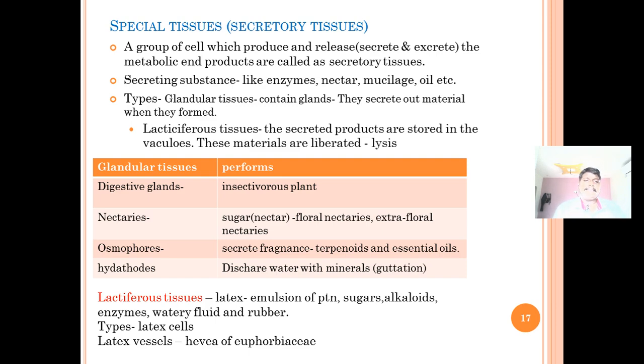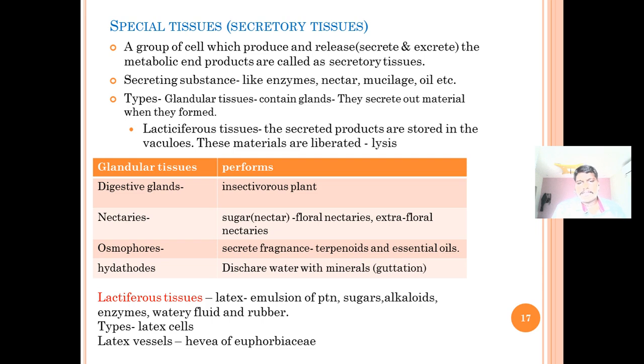Next, we come to nectaries. Flowers possess nectar, that means a sweet sugary content which is taken up by the insects during pollination. Nectar has two types. One is floral nectar, another is extrafloral nectar.